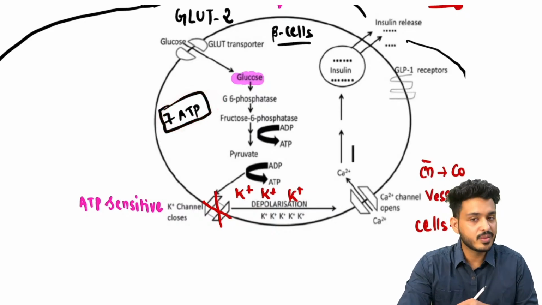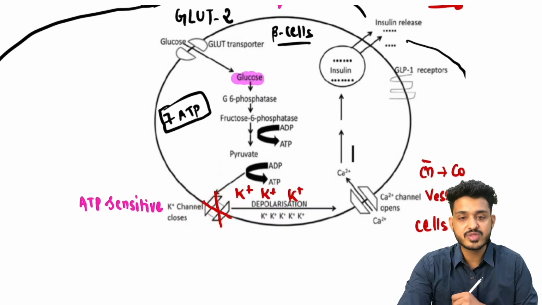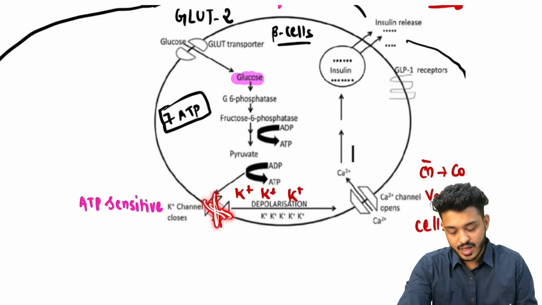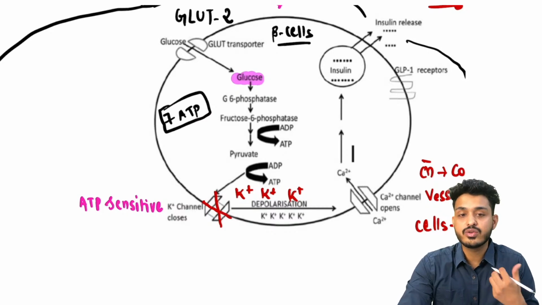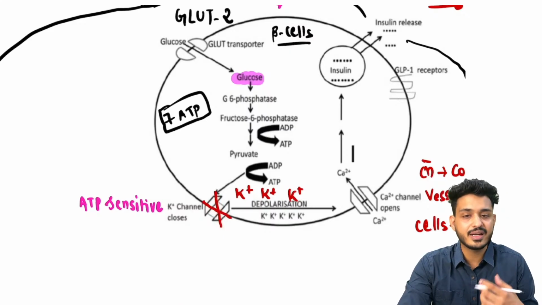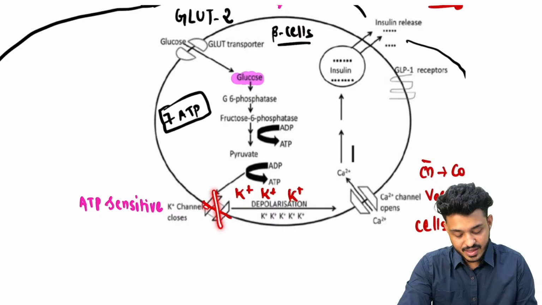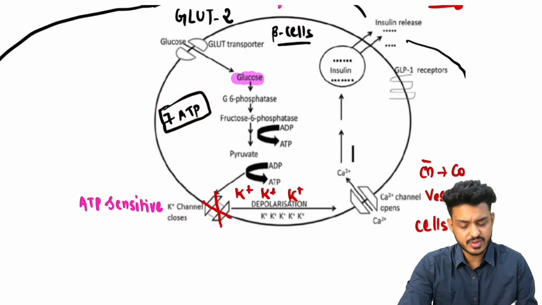Ultimately there will be formation of ATP, and here you have the ATP sensitive potassium channel, which is going to get closed after this ATP formation. Why is this important? Because you are going to use a lot of drugs. Definitely there will be questions on drugs like sulfonylureas. You study glimepiride, gliclazide. All these drugs directly block this channel, right? First understand the physiology, right?